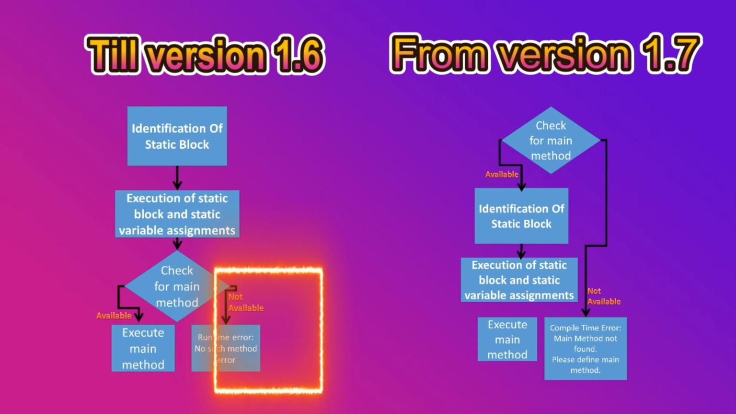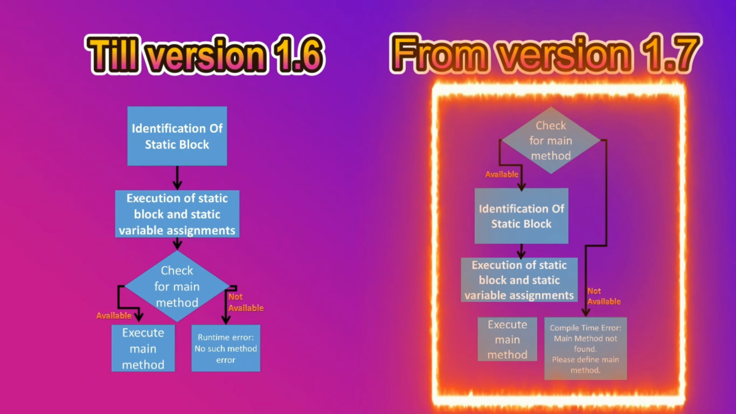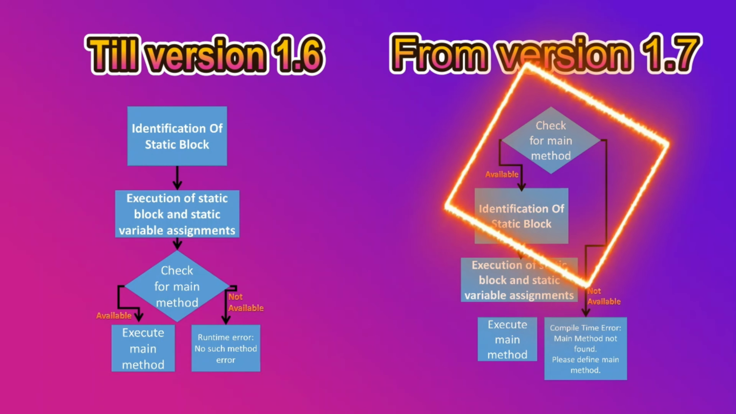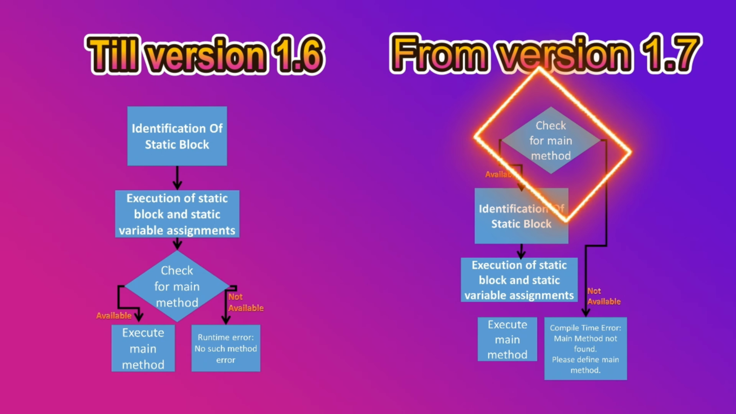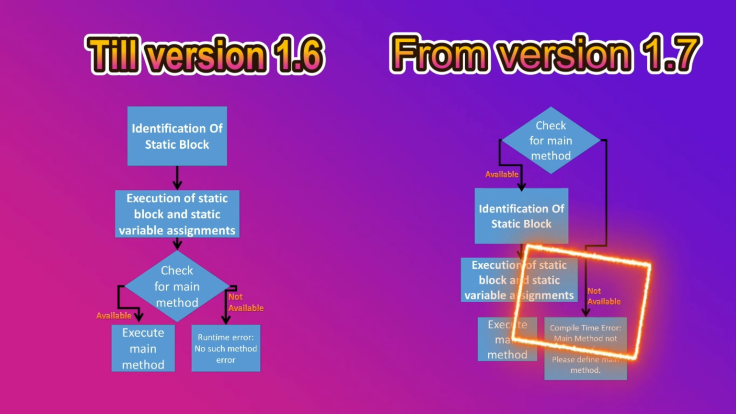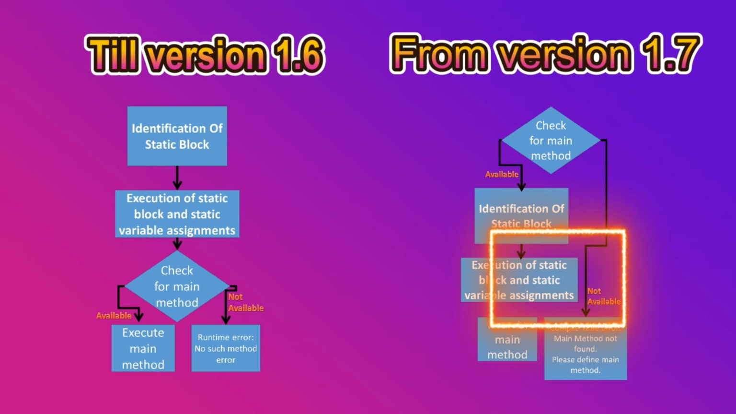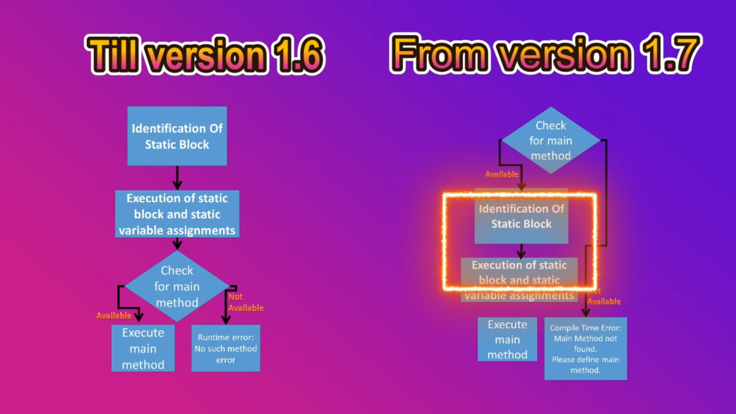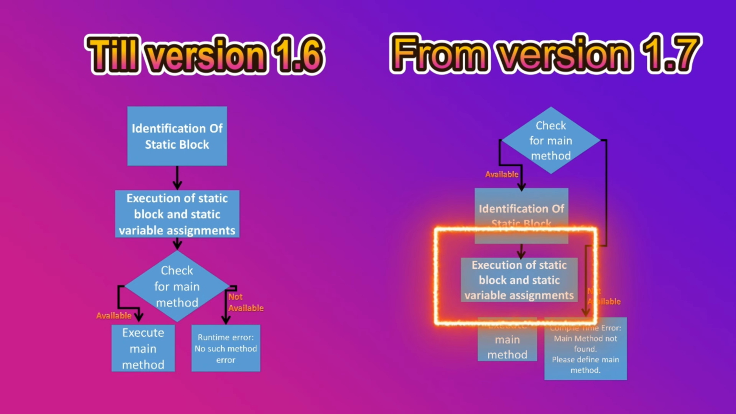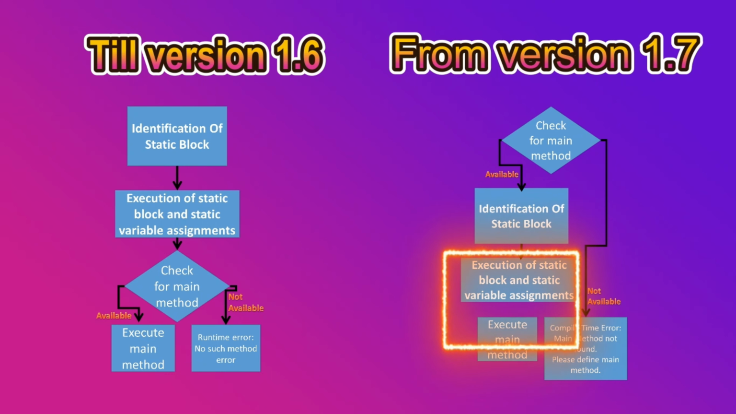Let's move to the other hand. From version 1.7, the execution steps are as follows. During compilation, first it checks whether the main method is available or not. If the main method is not available, then it gives a compile time error saying the main method is not found. And if the main method is found, then it first identifies the static blocks, then executes the static blocks and static variable assignment, and then executes the main method.